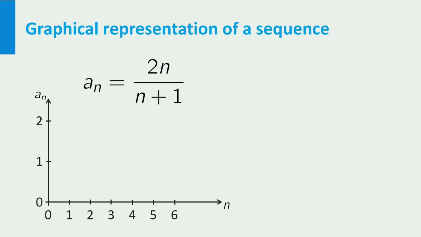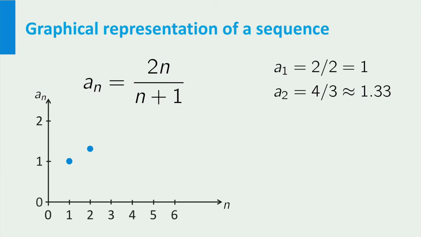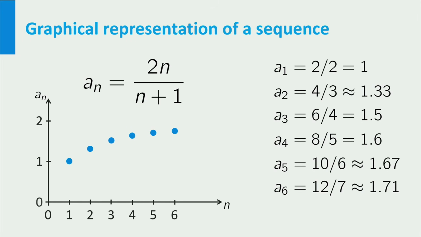Along the horizontal axis, we put the integers n, and in the vertical direction, the corresponding values a sub n. For the sequence given by the formula 2n divided by n plus 1, setting n is 1 gives 2 over 2, which is equal to 1. n is 2 gives 4 over 3. n is 3 gives 6 over 4, which is 3/2, and so on.